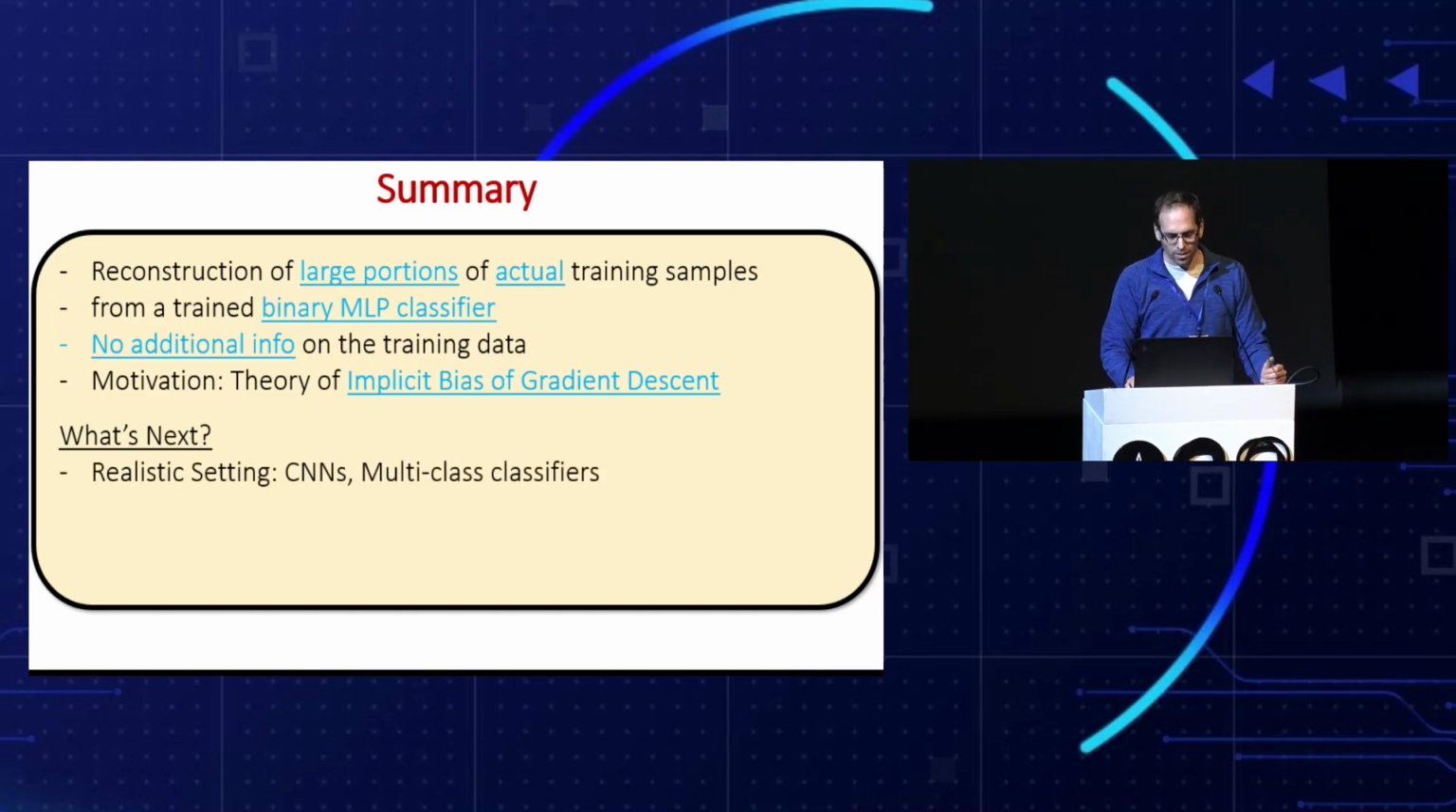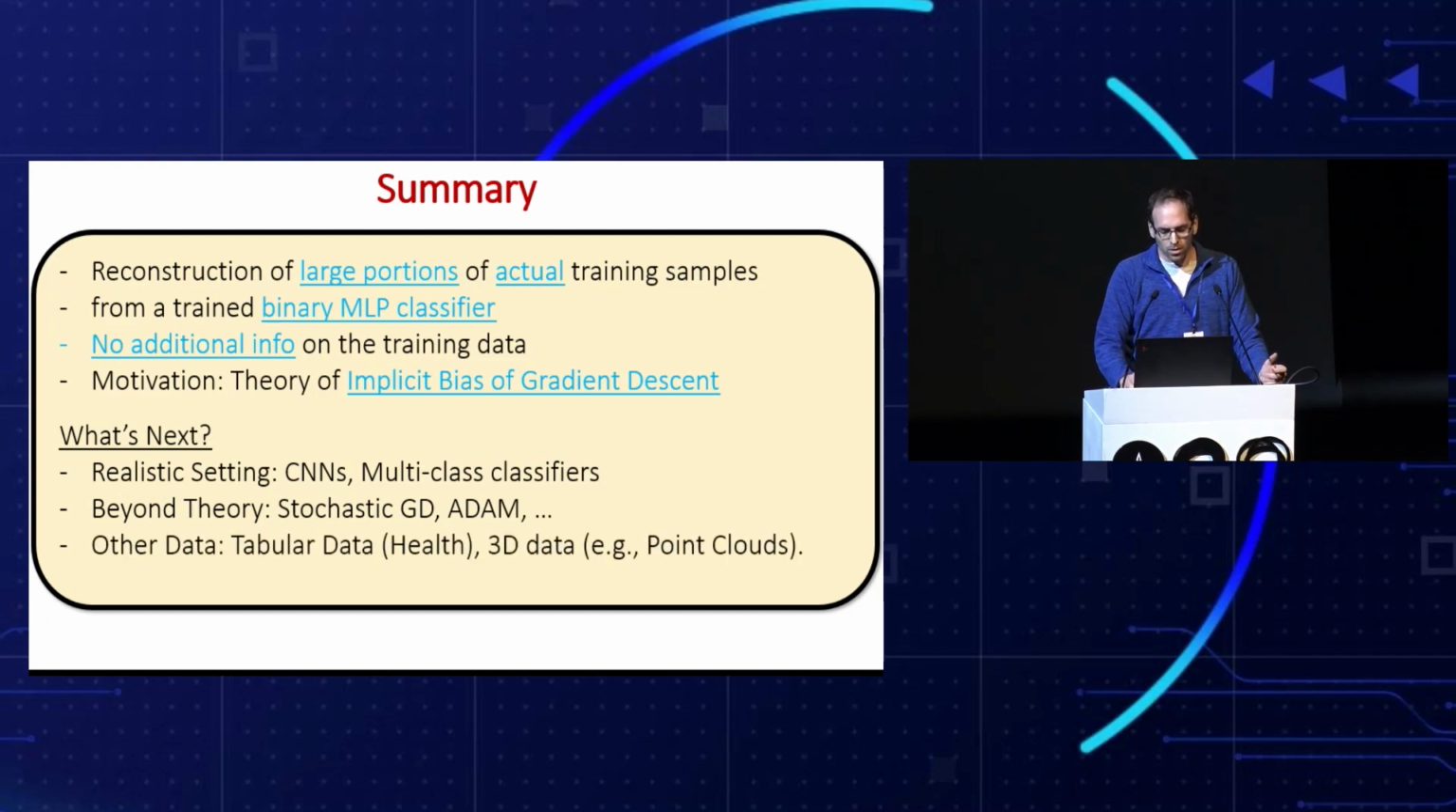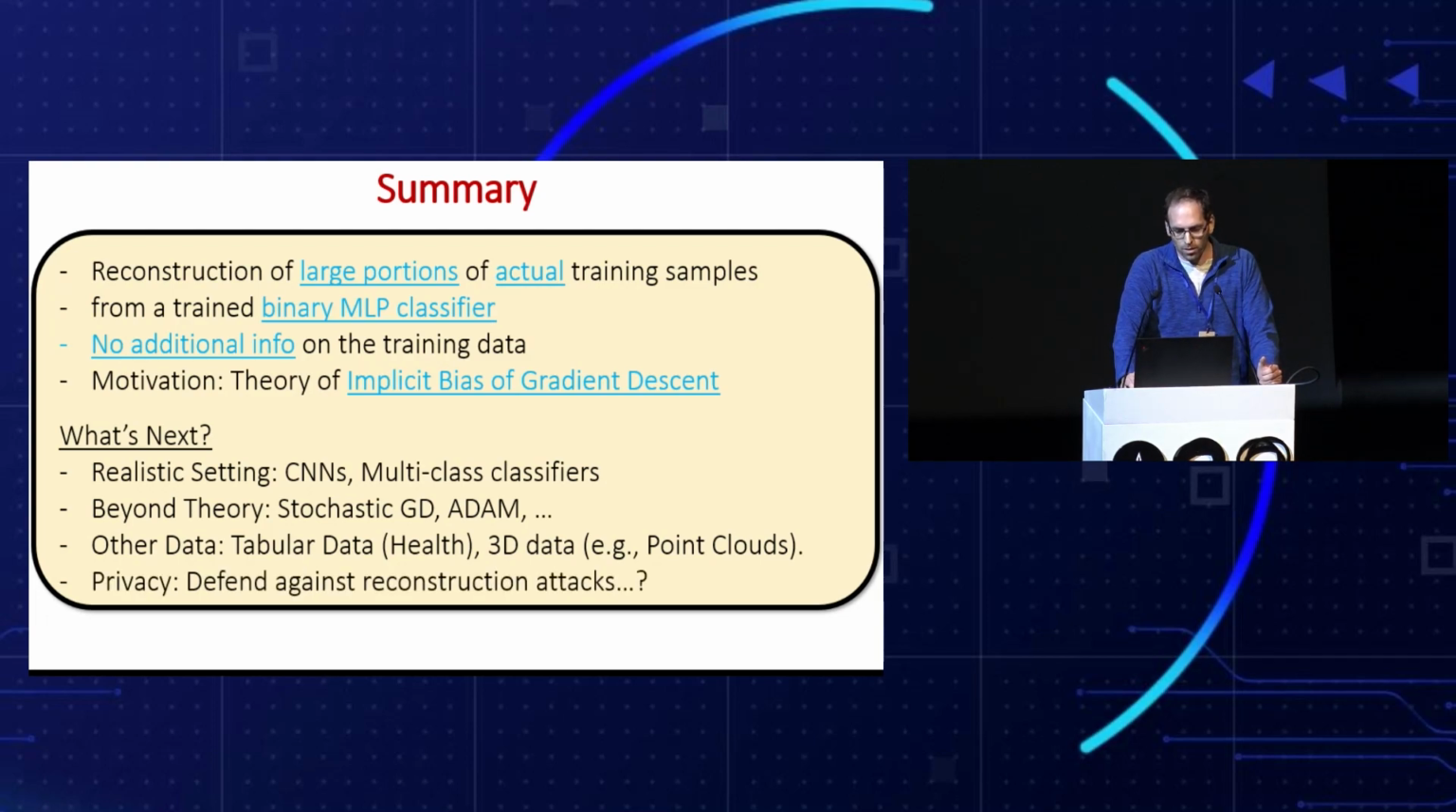For example, going to realistic settings like convolutional neural networks or multi-class classifiers, where we already have some interesting preliminary results. Going beyond theory, so these theorems that I've shown have some assumptions. It is interesting to see if we can reconstruct samples from models that didn't have these assumptions, and some of them actually work. This may imply that more interesting theorems can be proved. It would be really interesting to see if we could reconstruct samples for other types of data, like tabular data or 3D data. And in the sense of privacy, if we can defend against such reconstruction attacks.